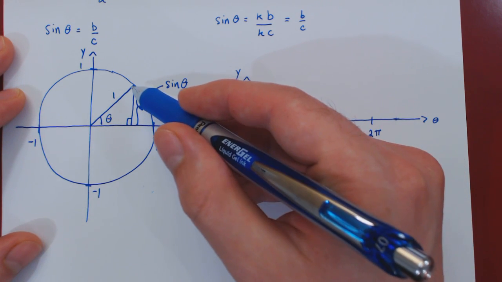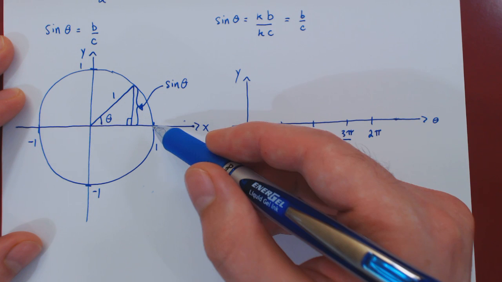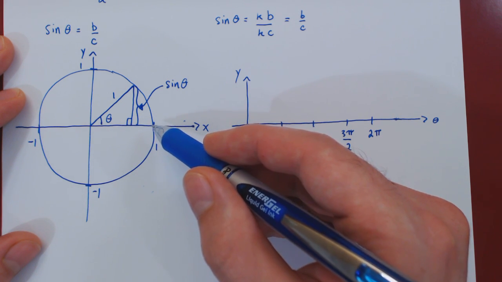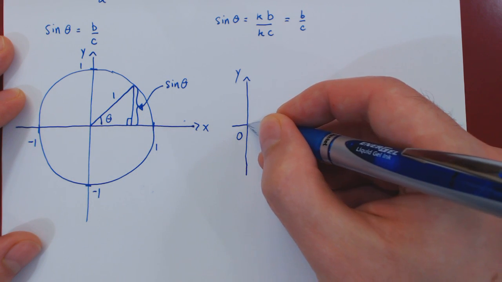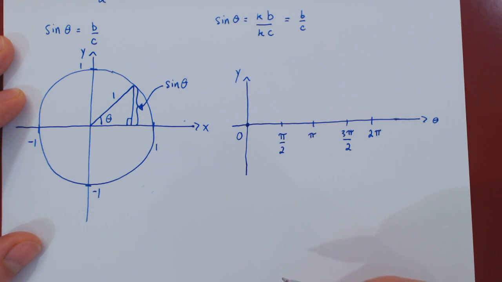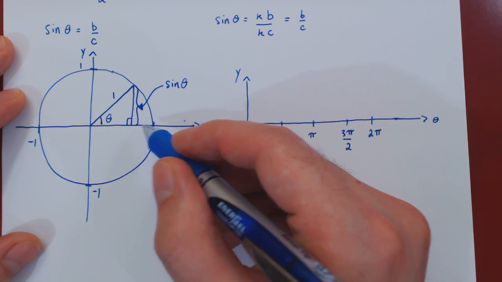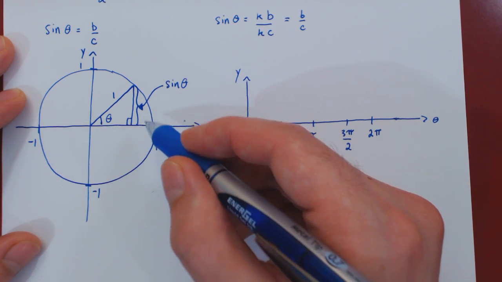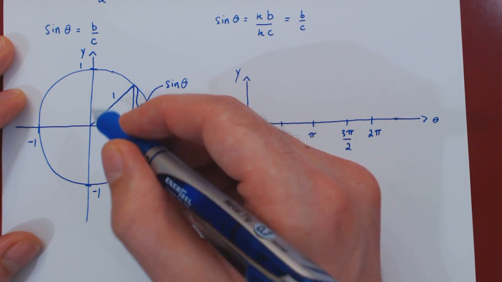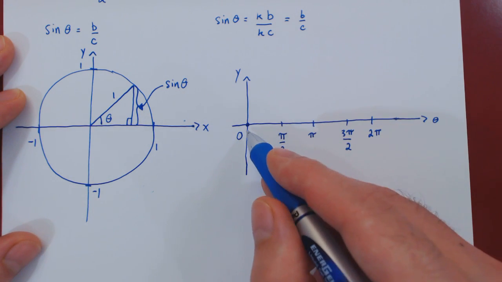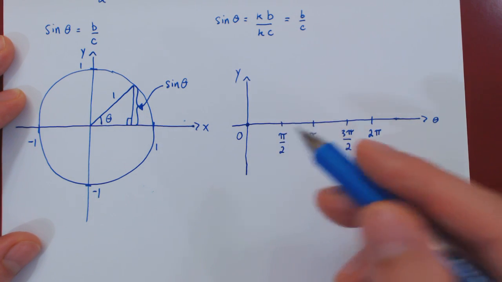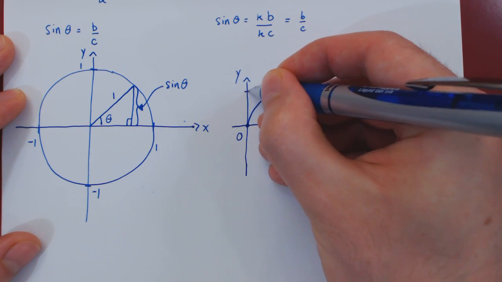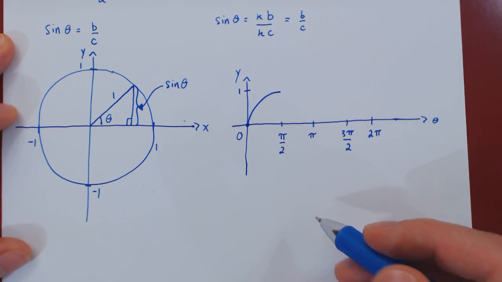So now imagine bringing this triangle down to the x-axis where theta is 0. So at this point, the height is equal to 0. The triangle has no height, so the sine of 0 is equal to 0. Now as you increase the angle from 0 to pi over 2, then the height of your triangle will increase all the way up to 1. So as you increase theta from 0 to pi over 2, sine of theta will increase from 0 all the way up to 1, where it attains its maximum value.